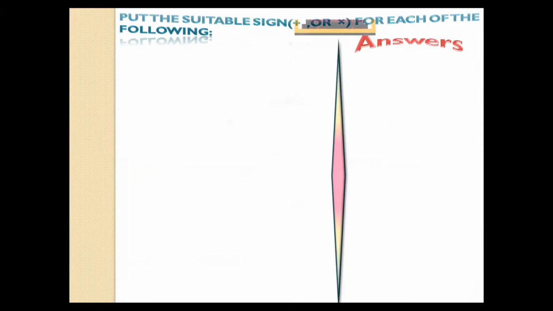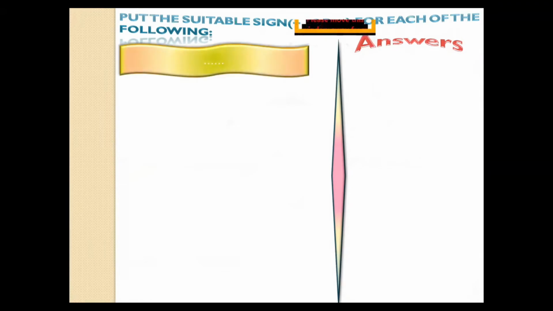Put the suitable sign, plus or by, for each of the following. Here in the first example, 1 and 12, and we get the result 12. What is the suitable sign? We can put here plus or by. If we put plus, 1 plus 12, we get 13. But here, the result is 12. So what sign can we put here to get 12?